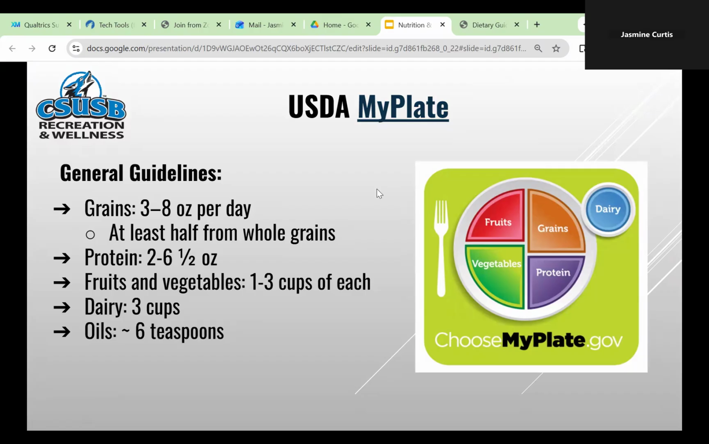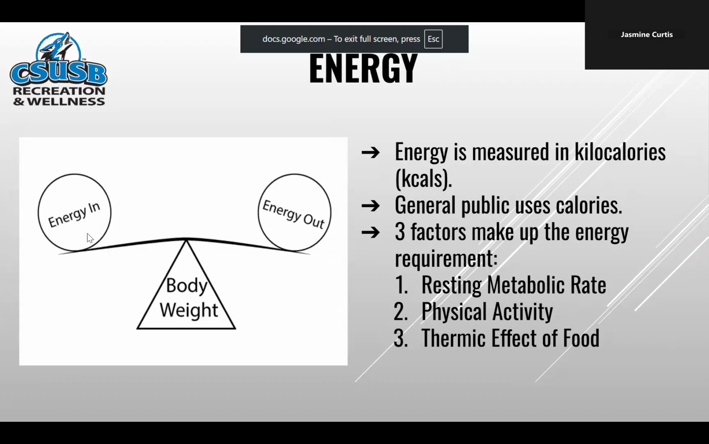All right, moving on. Let's talk a little bit about energy. Energy in versus energy out. Energy is measured in kilocalories, so kcals. The general public is going to use calories, so that's what we're familiar with. And basically three main factors make up the energy requirement that we need to live. One is resting metabolic rate, two is physical activity, and then three, the smallest one, is thermic effect of food.